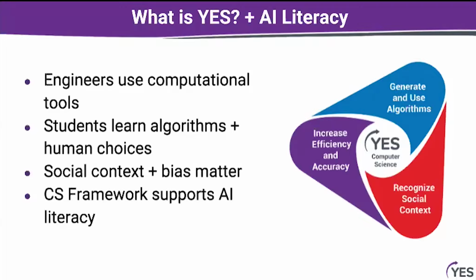Maybe we can do it faster and more accurately. The second, in the blue, is generate and use algorithms. We understand that coding and algorithms are a key part of computer science, but we want students to understand how computers follow instructions and identify patterns with this particular domain. And last, but certainly not least, in the red, is recognizing social context. This means that we want students to consider bias, fairness, and real-world impact of technology by engaging in our computer science modules.